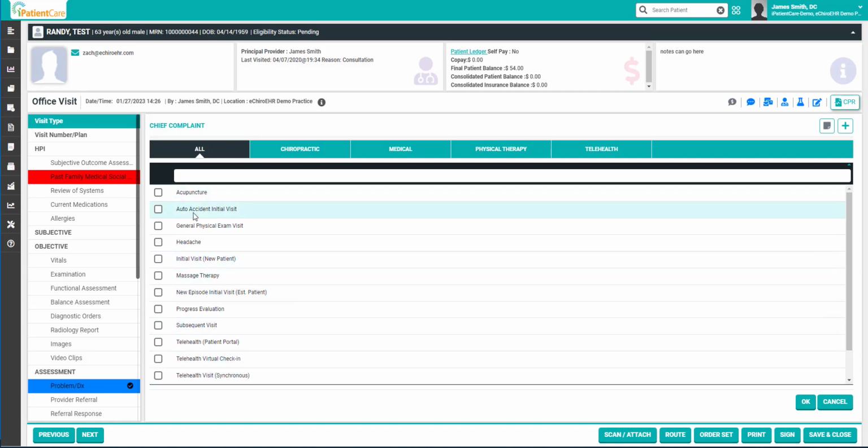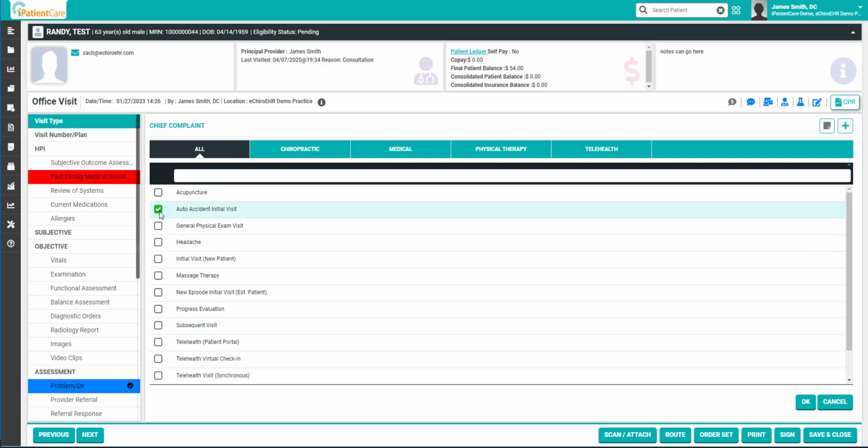And so the purpose of the visit could be that this is an initial evaluation for an auto accident, or maybe a general physical exam, or maybe there's a chief complaint like headache, or maybe it's a specific provider treatment visit. This can be customized to the type of visit that you would like to be able to identify on the record itself.